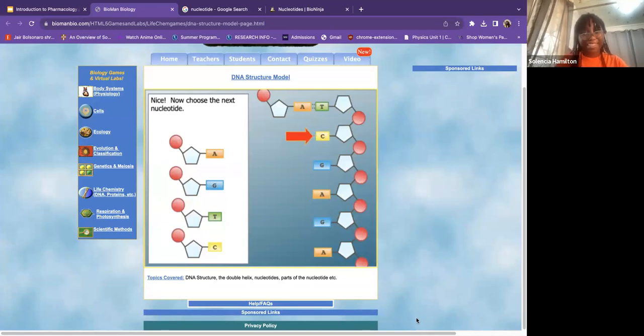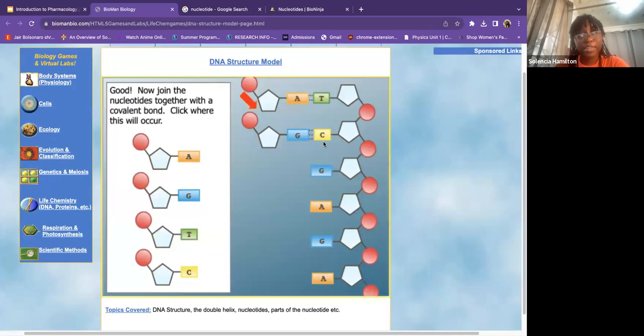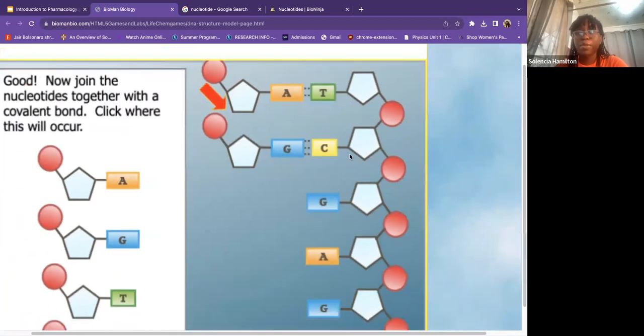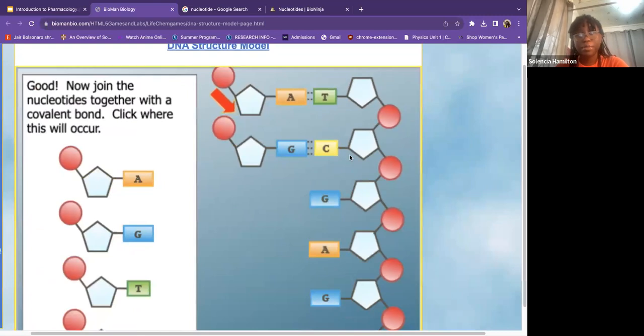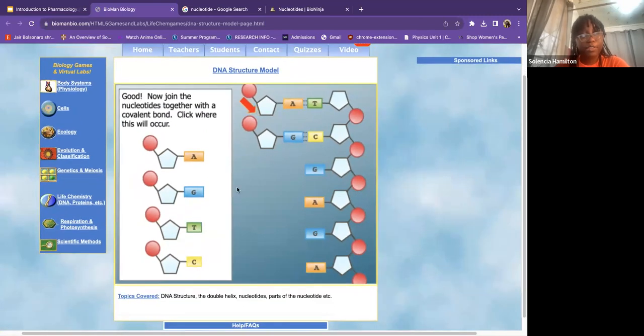I won't get too deep into that. I'm not sure how much you guys are familiar with chemistry. Okay, so we said G with C. Now note the difference. While A and T form two bonds, which we call hydrogen bonds, G and C form three hydrogen bonds. Okay, so naturally G goes with C again.